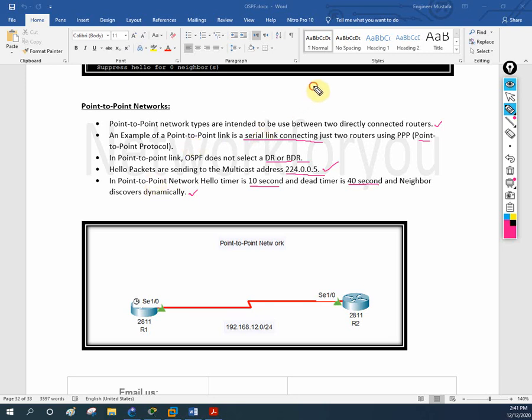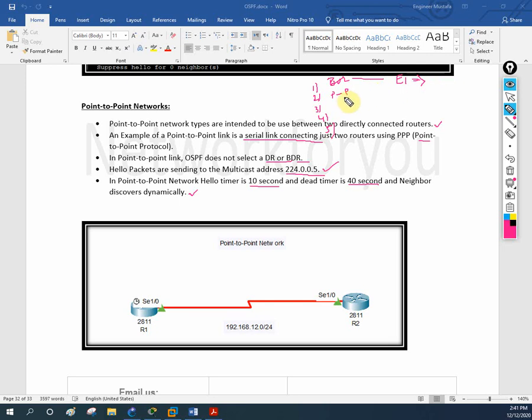Now remember, there are 5 network types in total, but in our syllabus we have only 2 types. I already explained the 5 types, but now you need to remember that in our syllabus we have broadcast and point to point. In broadcast you use Ethernet. When you connect a cable between two routers using Ethernet, it is called a broadcast network. By default, all the values we learned are there: the neighbor forms automatically, the hello timer and dead timer are the same, and they have the DR and BDR.